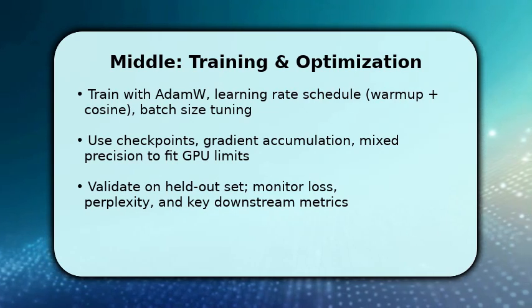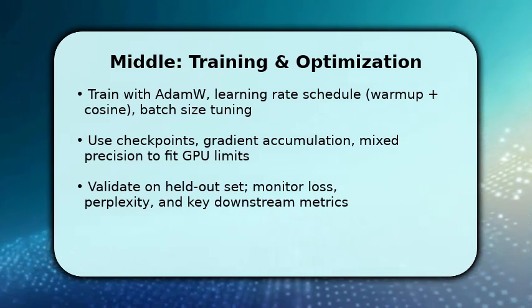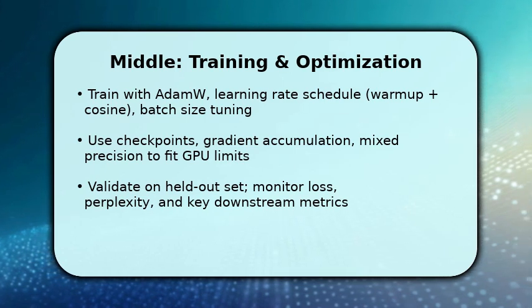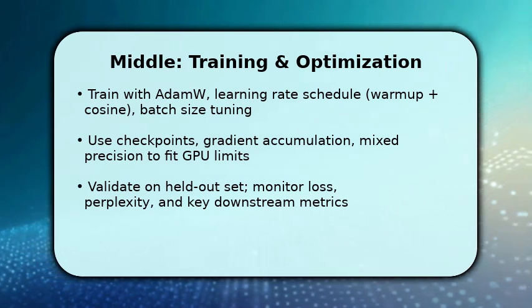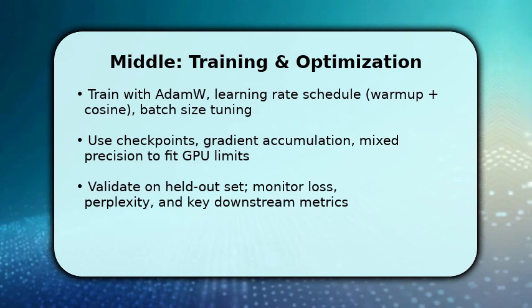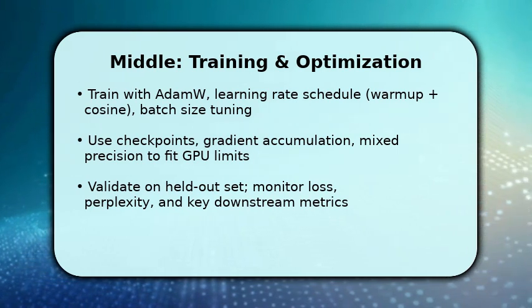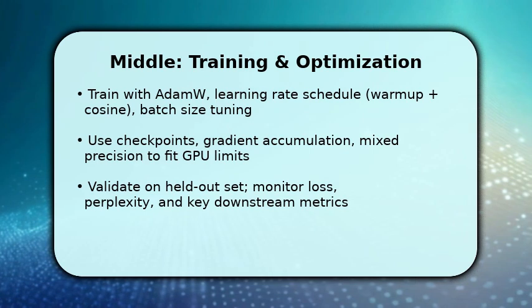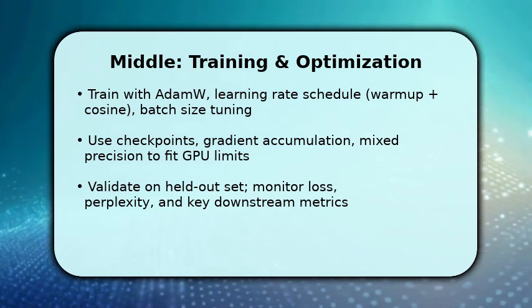Now focus on stable training and evidence-based tweaks. You should run AdamW with a short warm-up and cosine decay. Tune batch size via gradient accumulation if GPUs are limited. Save frequent checkpoints and enable restartability so interrupted runs aren't lost.